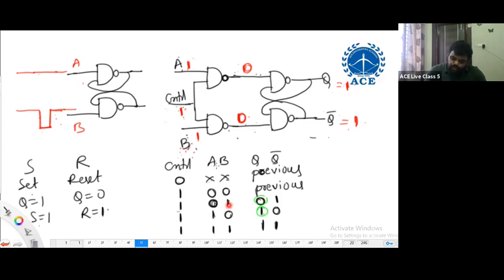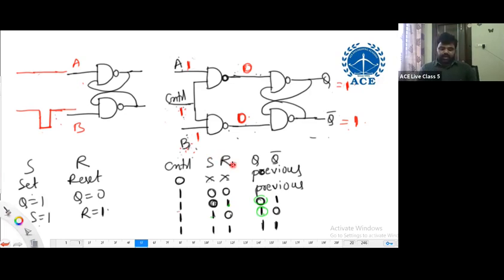That means these two: here A equals 1, it is setting the Q. B equals 1, resetting the Q. Then A is S, B is R. So these are S and R.